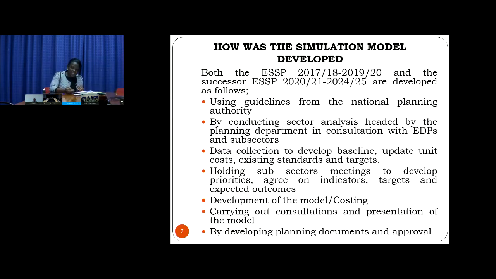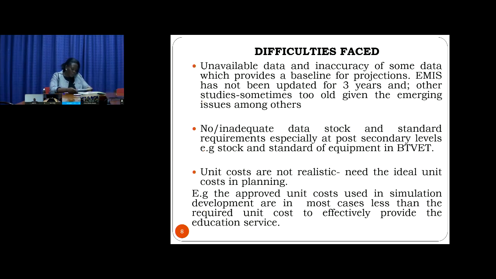Then also the unit costs are not realistic. The unit costs we are using, we have not updated to know what is really required to train a child to achieve a quality education. So we have, say, capitation grants. We can have 14,000. That is what is approved by the government. But do you know how much capitation grant is really required for a child to study through primary education until he graduates, or completes primary education?